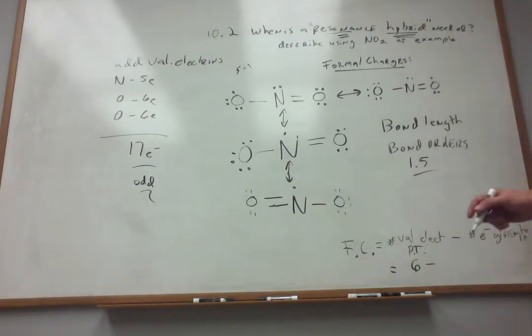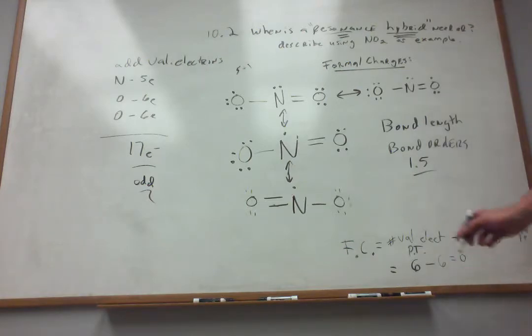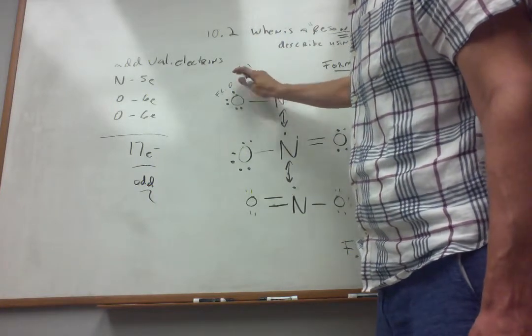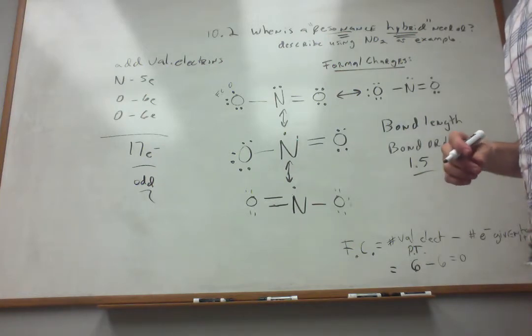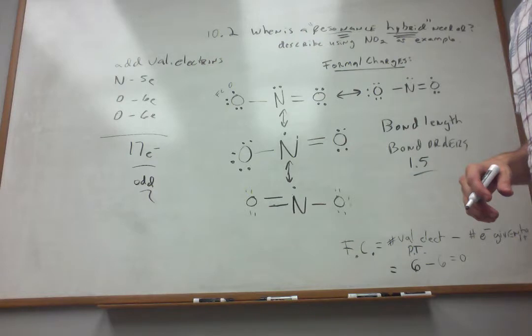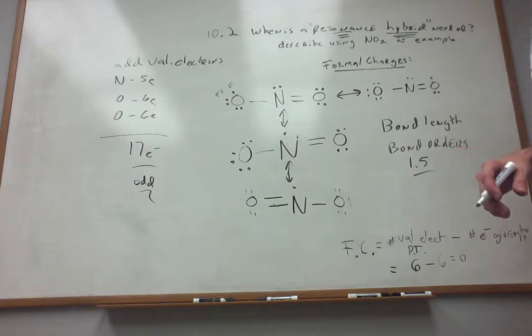So based on that, it looks like 6 electrons are assigned to it, and my formal charge here is going to be a big fat 0, okay? Now, having 0 formal charge actually tends to be a good thing for atoms and structures. 0 formal charge is what we want to shoot for.